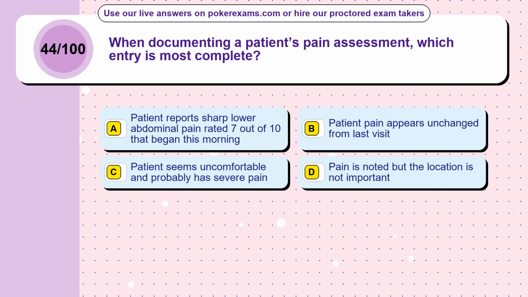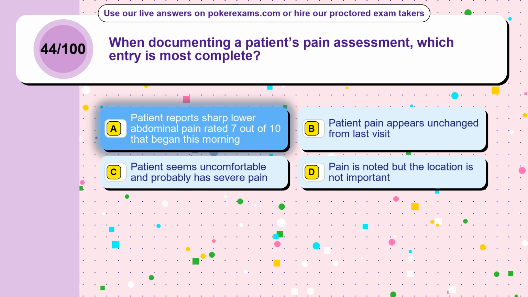Question 44. When documenting a patient's pain assessment, which entry is most complete? Option A. Patient reports sharp lower abdominal pain rated 7 out of 10 that began this morning. Option B. Patient pain appears unchanged from last visit. Option C. Patient seems uncomfortable and probably has severe pain. Option D. Pain is noted but the location is not important.